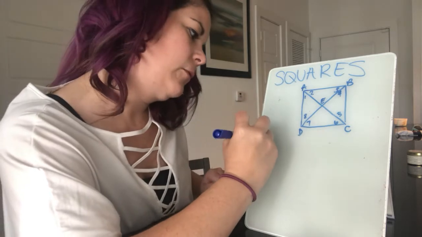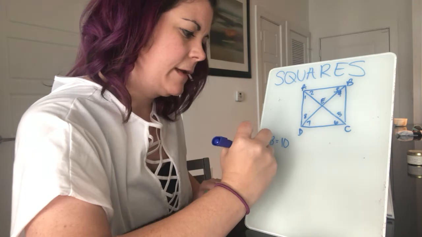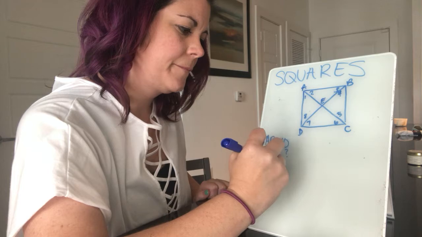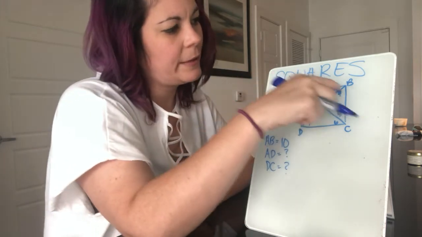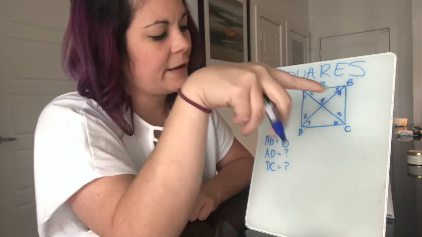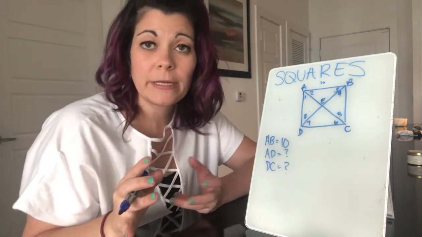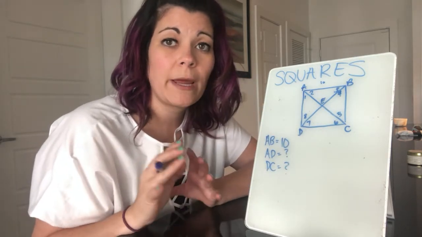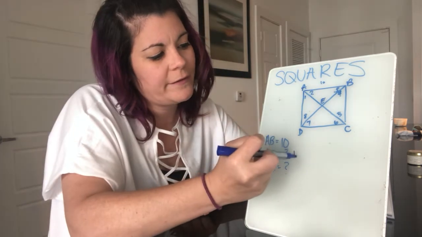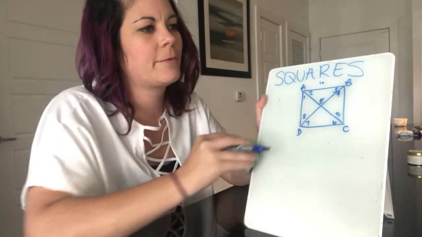So if I tell you AB is 10, and I want you to find AD, and I also want you to find DC. So this side right here is 10. So AB is 10, and I want to know AD and DC. Well, knowing the properties of a square means all four sides are congruent, which means that AD would also be 10, and so would DC, because all four sides are congruent, using the property of a square.